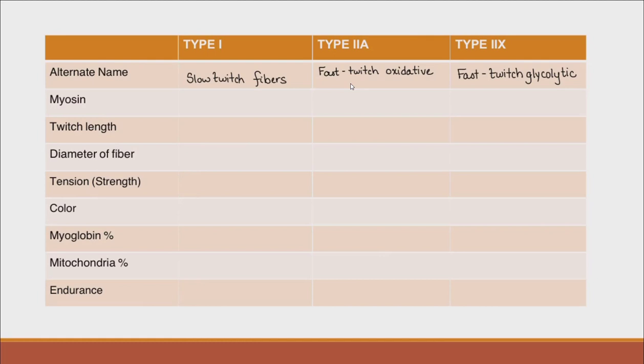So for our purposes, we are only going to focus on the part of the twitch that is responsible for generating tension, the increased number of cross bridges. And the reason why fast twitch fibers generate that tension so much quicker is because they actually have a different type of myosin than slow twitch fibers do. And I'm going to demonstrate that in a moment, but for now, I'm just going to write the information down. So slow twitch fibers have slow myosin, and fast twitch fibers have fast myosin.